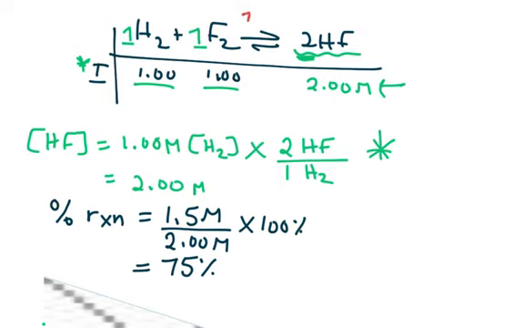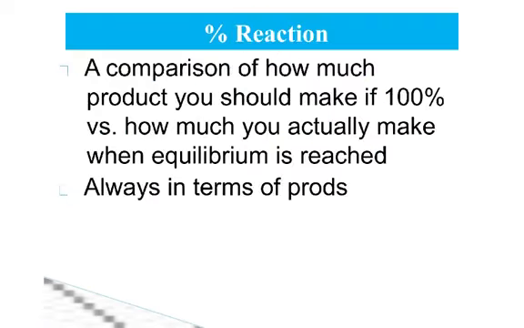Sometimes this is written above the arrow as a way of showing how much of the reaction ends up in the product side. So let's do that whole part a little more formally. This is called a percent reaction. It's a comparison of how much product you should make if 100% of product is made, so that's the stoichiometry piece, versus how much you actually make when equilibrium is reached, which is the first part that we did today. And it's always in terms of products.